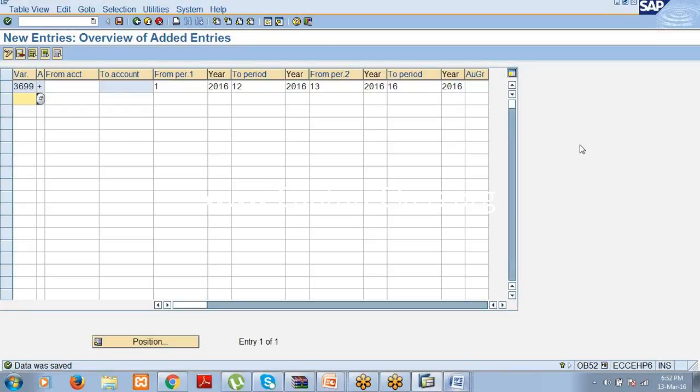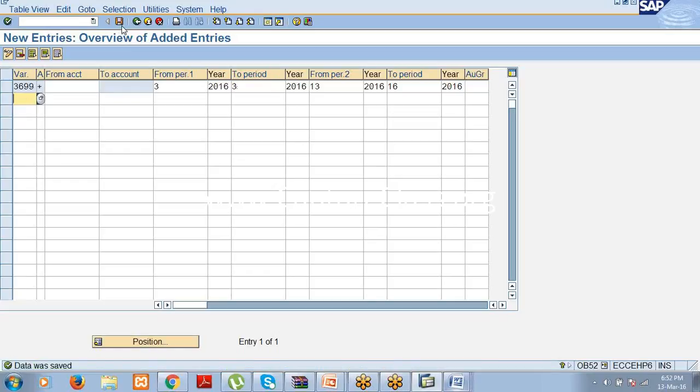But how to open only the current period? Very simple, just look at the screen. What is the current period number? We are using calendar year. So in the calendar year, March means third period, right? So from period 3, year 2016 to period 3. 3 to 3 means only the third period is opened. Click on save. That's it.